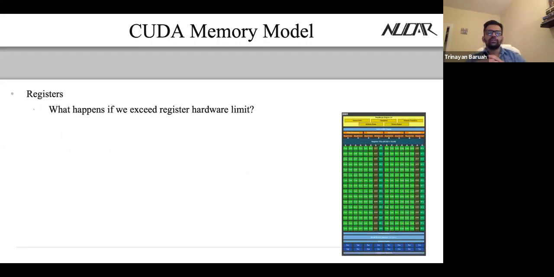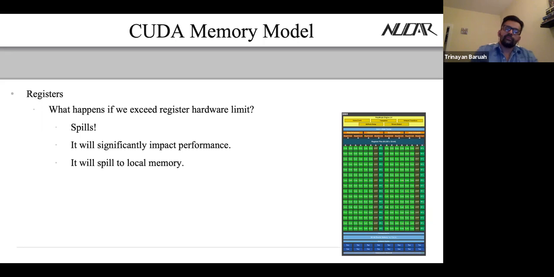One of the questions is, what happens if we exceed the register hardware limit? You know that each thread has a maximum of 255 registers allocated. So what happens if we exceed that limit? It will spill to local memory, and this is where a register spill can actually harm performance. To understand that, we need to know what local memory is, because so far we haven't introduced it.